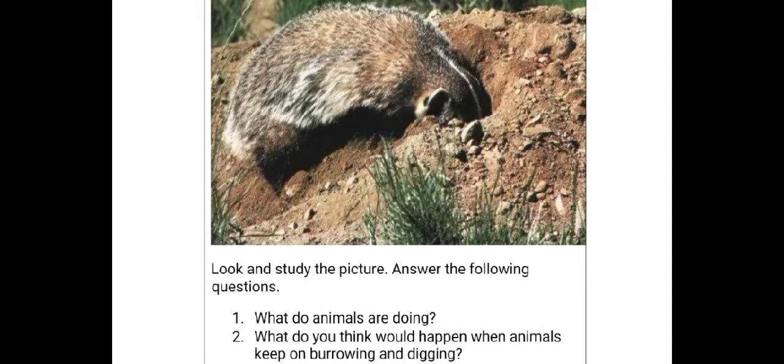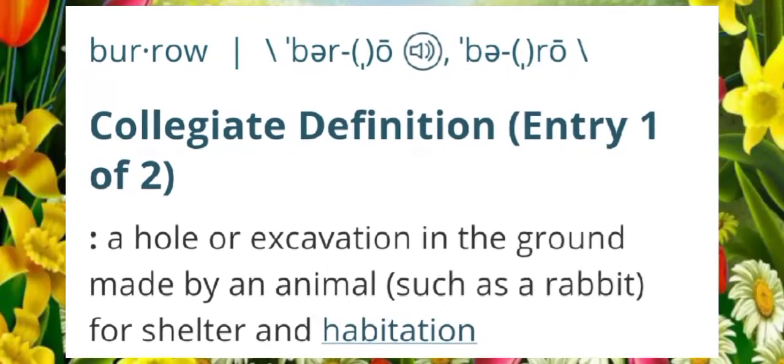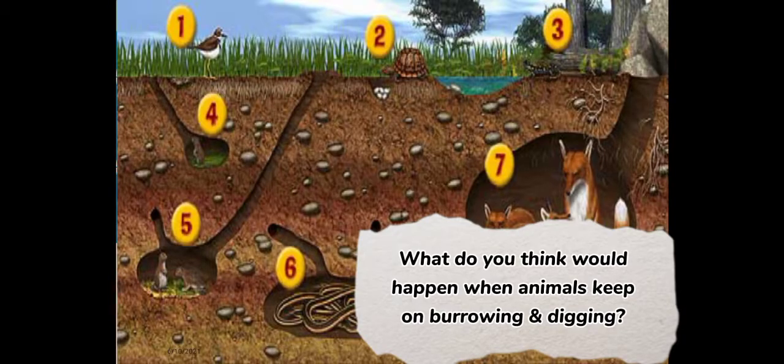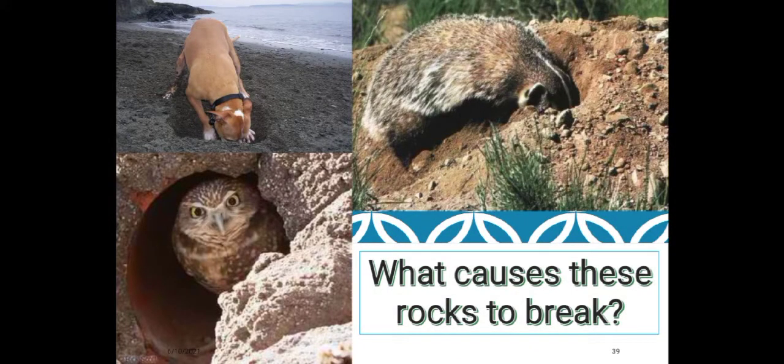Next picture. What is this animal doing? The animal is digging or burrowing. When we say burrow, it means a hole or excavation in the ground made by an animal, such as a rabbit, for shelter and habitation. What do you think would happen when animals keep on burrowing and digging? Correct! If the animals keep on burrowing and digging, the rocks may break and the soil may erode. So, what causes these rocks to break?